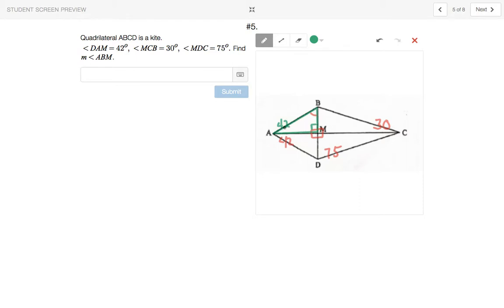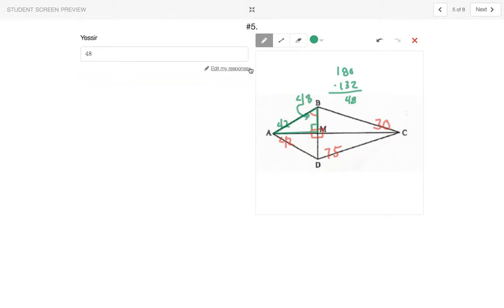So we have two of the angles, 42 and 90. If we add them together, we got 132. If we subtract those from 180, we got 48 degrees, which is what this angle in there is going to be. Okay, 48, and that's correct.